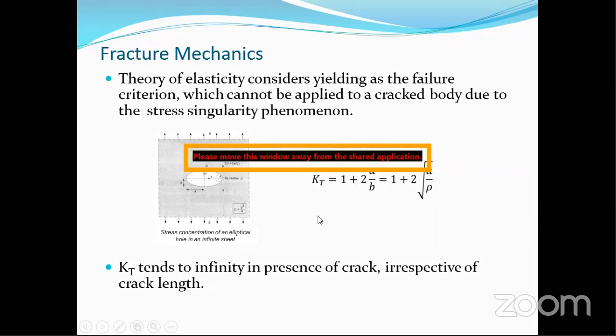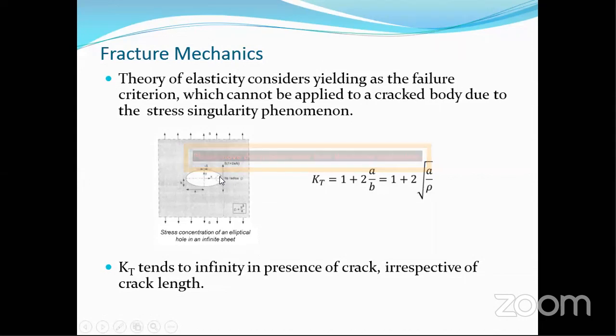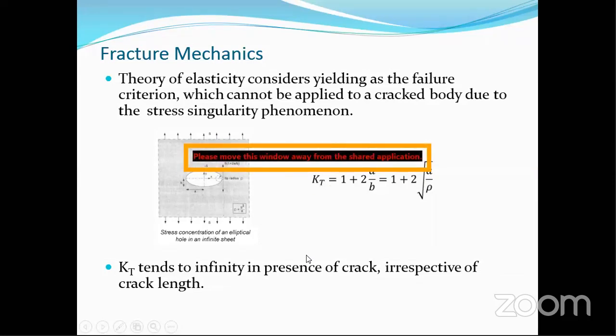But that is actually incorrect, because when the ellipse closes into a crack, b tends to become 0. So thereby Kt will become infinity. That means for any crack size, Kt tends to infinity. So we will not be able to quantify the effect of 1 crack, 2 cracks or 3 cracks, because everything will be the same. It tends to infinity.